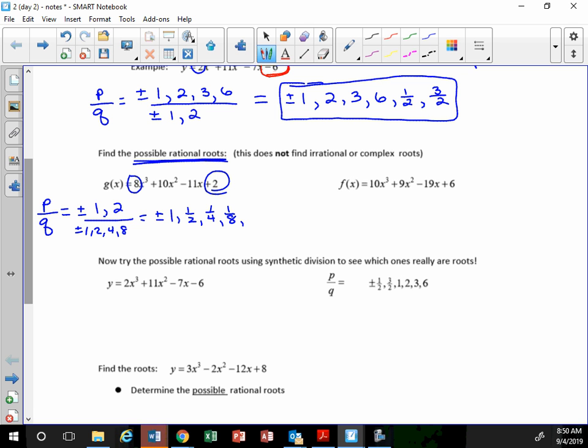So 2 over 1 is 2. 2 over 2 I already have. 2 over 4 I already have. 2 over 8 I already have. So that's it.